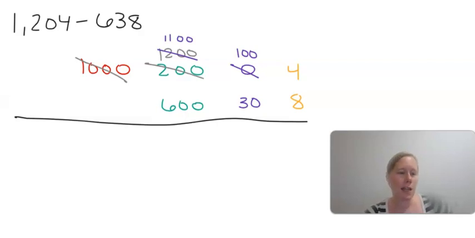And then finally, I need to regroup my 10. I have a 4. I need to make this a 14. So I'm going to borrow 10 from here. So I'm only going to have 90 here. And now I'm going to have a 14 here. Now we're ready to subtract.